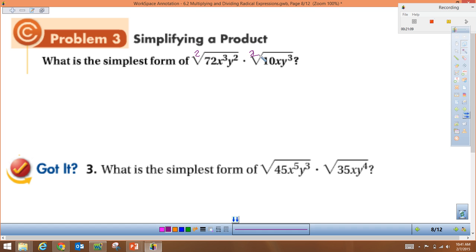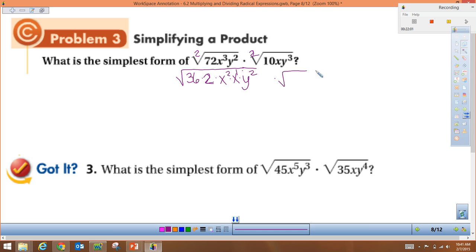So what do we know 72 can divide by or into that is a perfect square? How about 36? So let's change this one into 36 times 2 times x squared. Remember, we're going to put these letters into things that are perfect squares here. And y squared is already a perfect square, so we're going to leave that. So this is completely factored underneath.